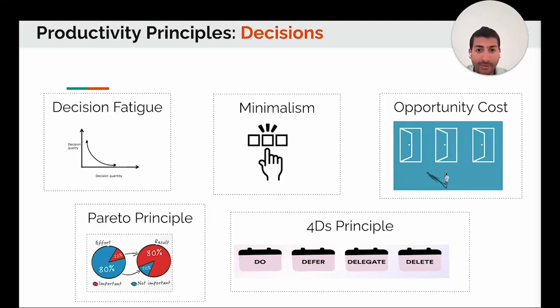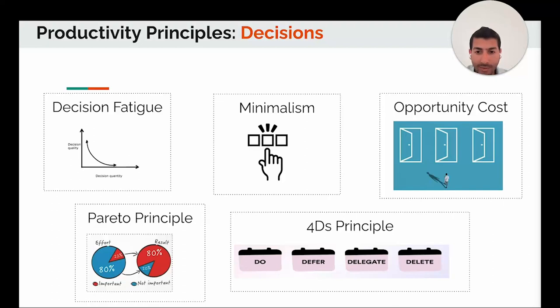Next, we have the Pareto principle. And this is a very popular principle. Every person out there and their grandma knows this, right? And what this principle proposes is that 80% of your results for a particular endeavor come from 20% of efforts. It helps identify high impact activities to focus on for higher productivity, right?